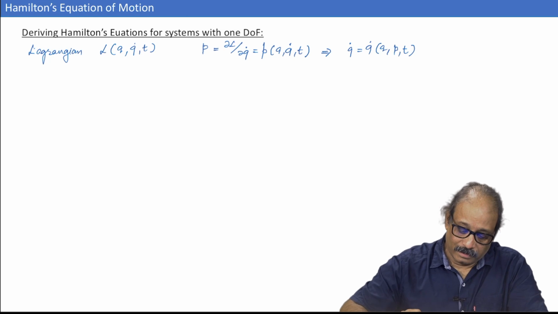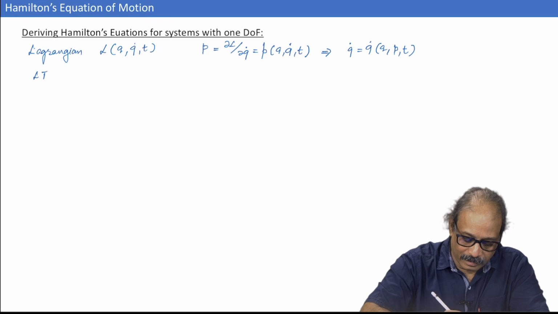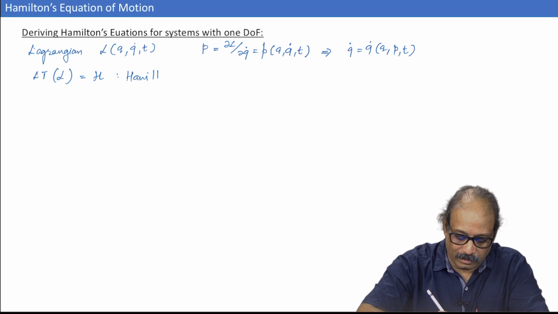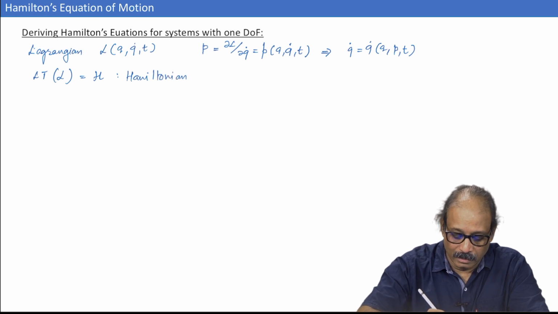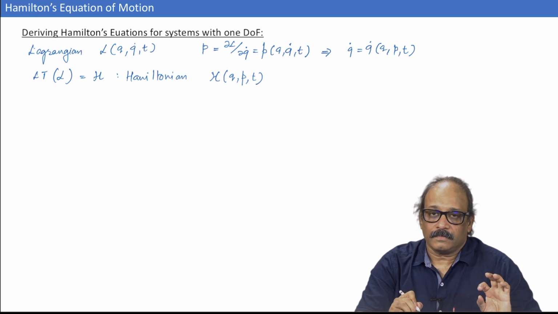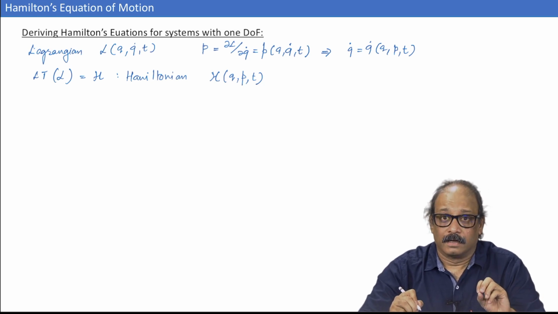And when that happens, we know how to take a inverse of that function. Okay? Fine. So, once we have defined this, I will define now the Legendre transform of Lagrangian as Hamiltonian, denoted by the letter H, and call it as Hamiltonian. Remember, the function Hamiltonian is function of q, p and t. Okay? All right. Now, the question we want to ask is this: how do I get the equations of motion?